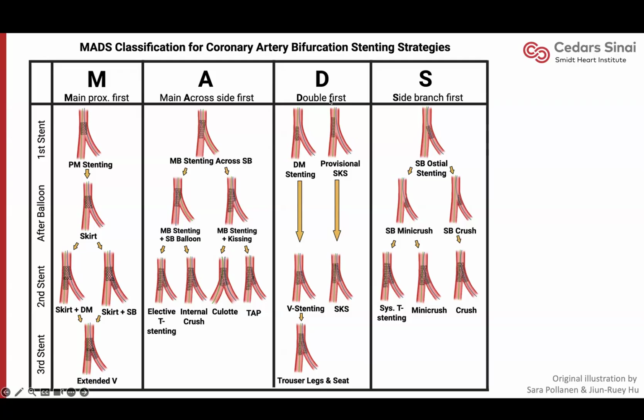D, which is distal or double, refers to techniques that involve double stent implantation, simultaneously or not. So that's the V-stenting and simultaneous kissing stent that we talked about. S, or side branch first, refers to techniques that begin with a stent in the side branch, with protrusion or without protrusion. This is usually employed when preserving side branch access is critical due to high-risk occlusions. Following the first stents, additional stents may be placed using different techniques. So crush and mini crush are examples of this side branch first.